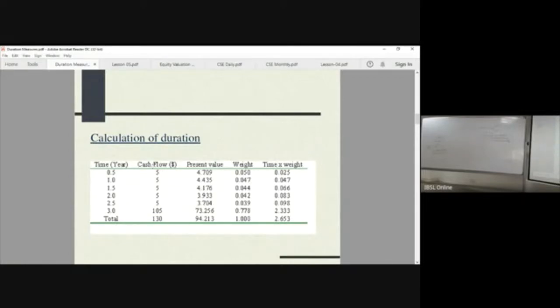Then the total would be 124. Just do the calculation and see what the present values will be. I will do it on the board.